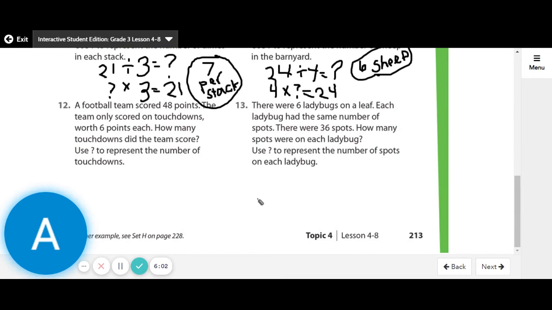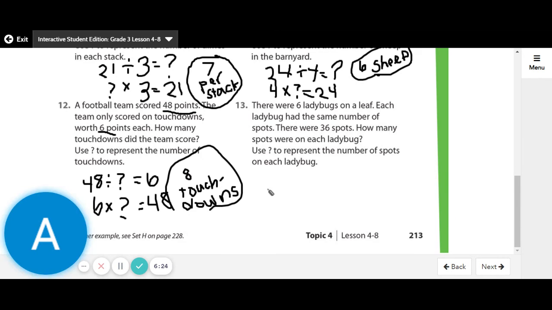We have 2 more to try together. A football team scored 48 points. The team only scored on touchdowns worth 6 points each. How many touchdowns did the team score? Think about 48 divided by the question mark, or how many touchdowns, equals 6, because there's 6 points each. Then we can think about 6 times what equals 48. I know 6 times 8 is 48, so I know they scored 8 touchdowns.